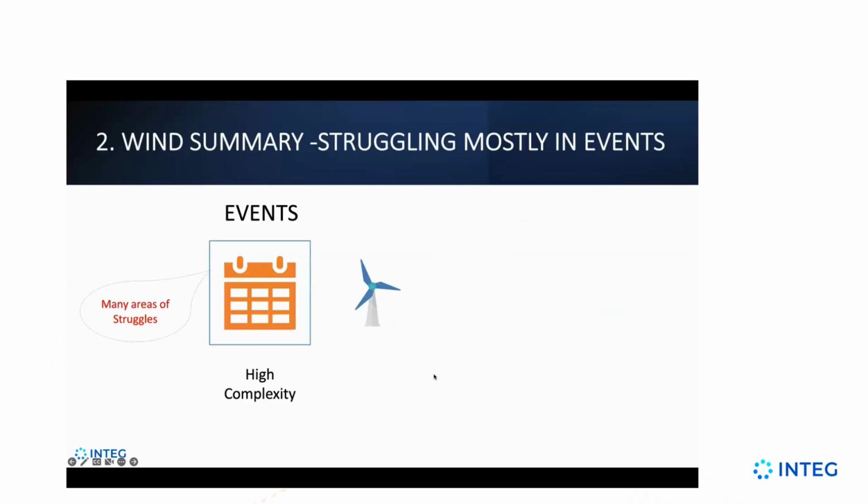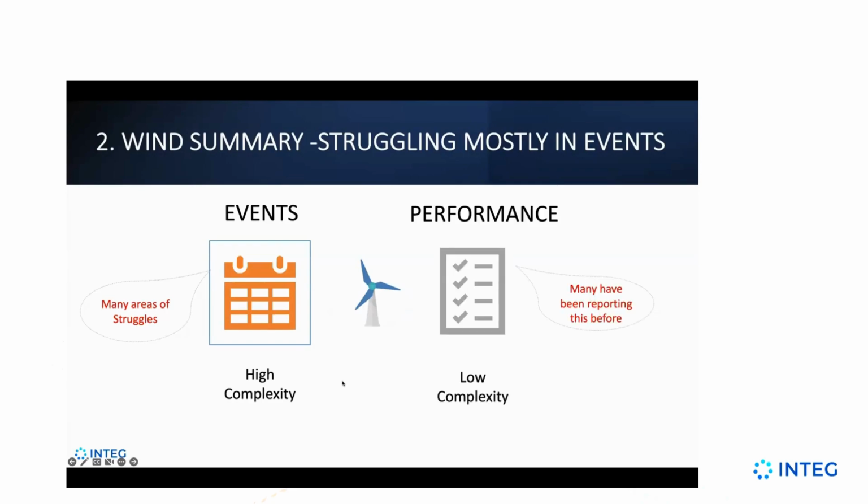For wind, the events were really where the struggle was. A lot of folks were already used to wind because in the prior iteration, you had to report performance data. So it wasn't as big of a deal. You just had 1 or 2 new items and that was it. So really, for wind, this was the biggest area where they struggled.